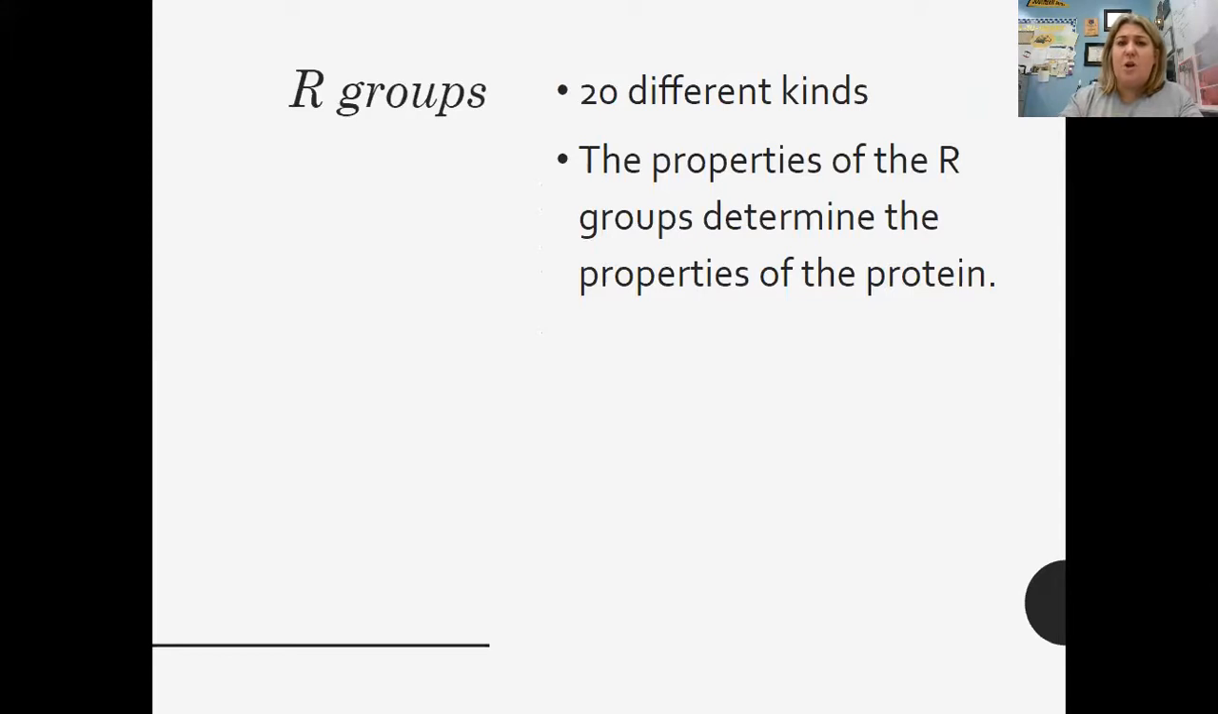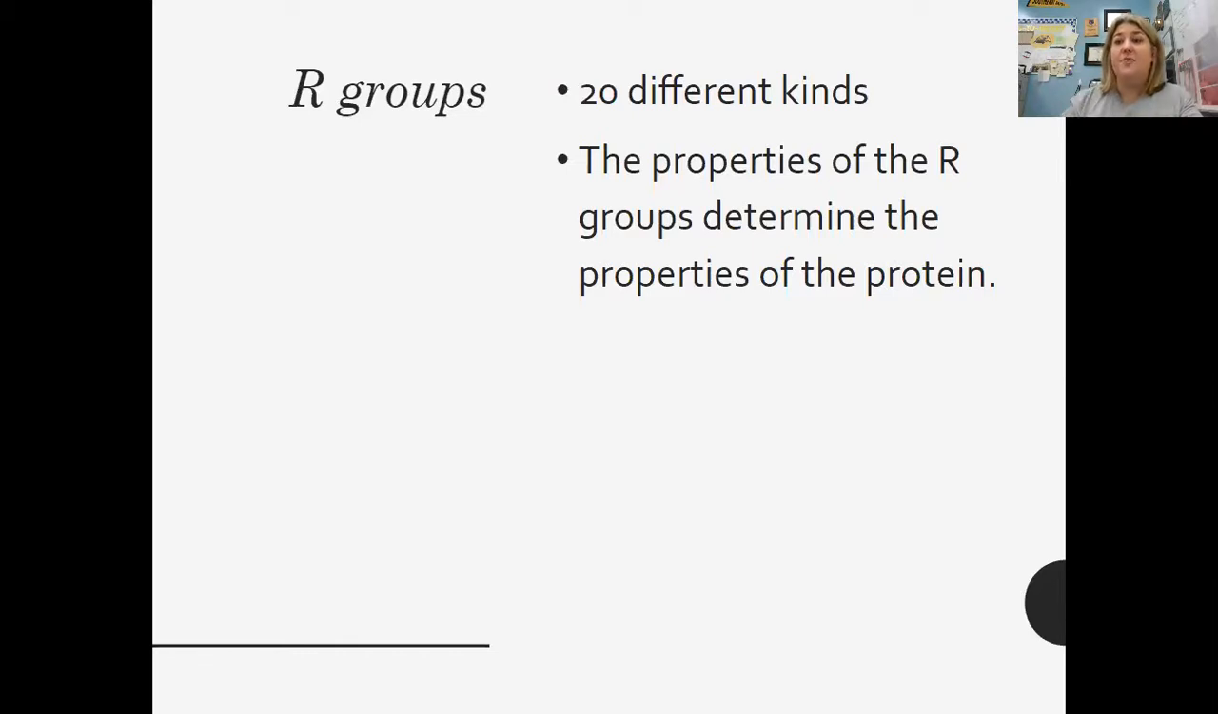The R groups are what make up our 20 amino acids, because there are 20 different kinds of R groups. So each R group has its own chemistry, and it determines that property of that protein.